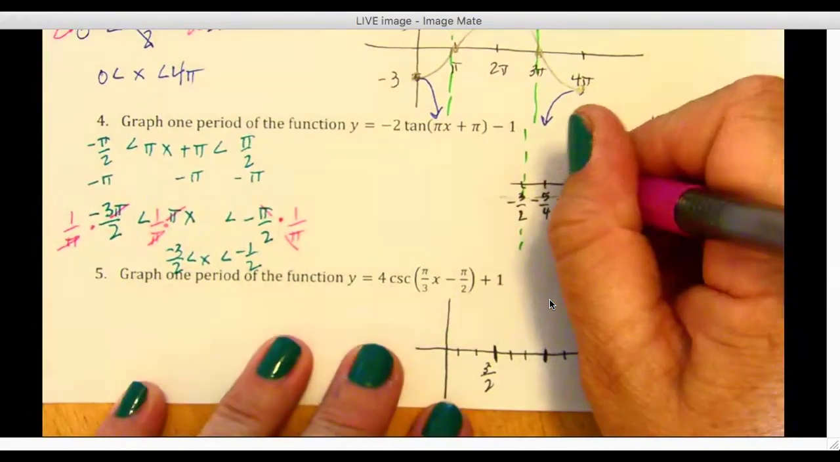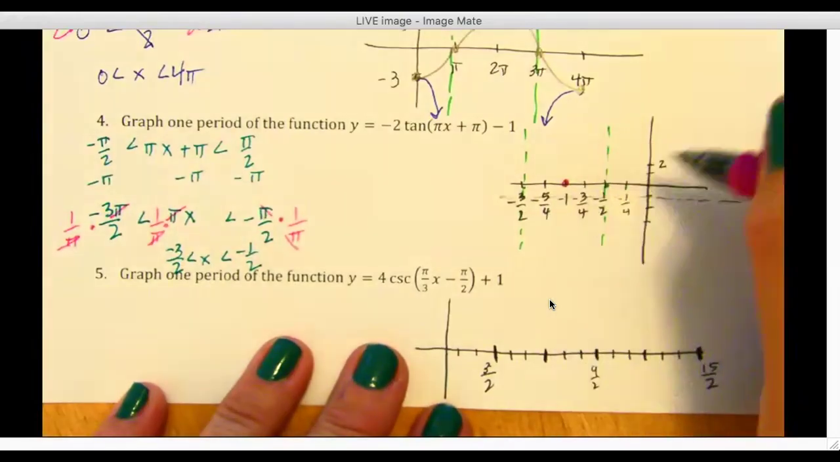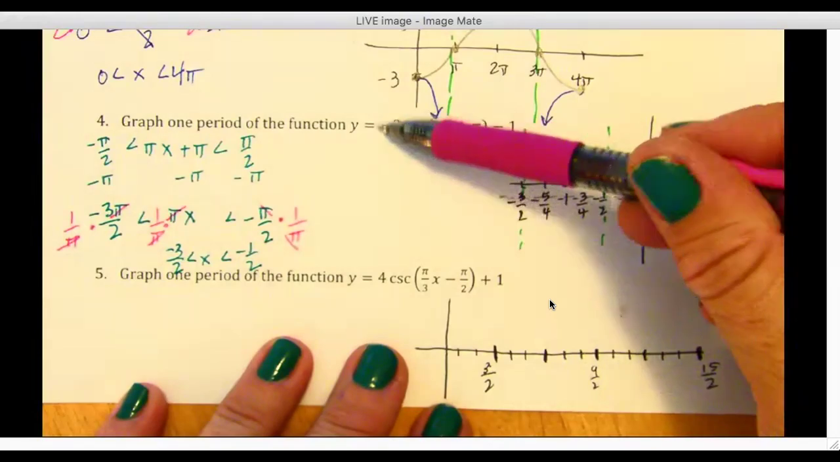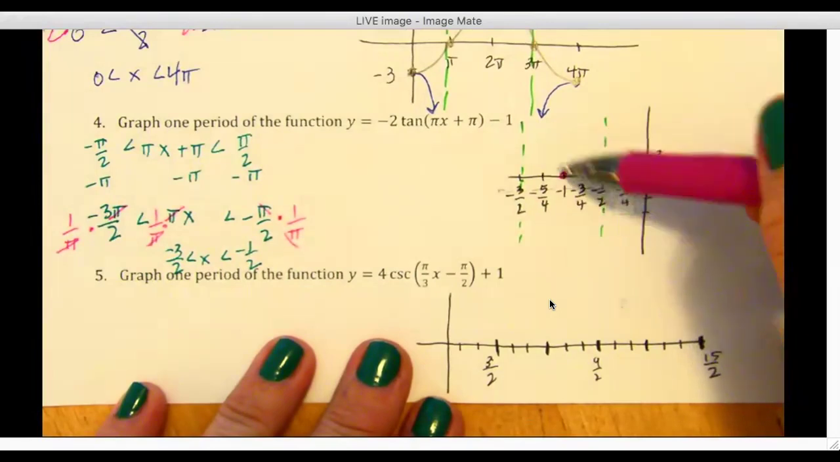And halfway in between, tangent equals 0. And then tangent normally starts low and goes high, but we have a negative out front. And so we're actually going to be starting high and going low.